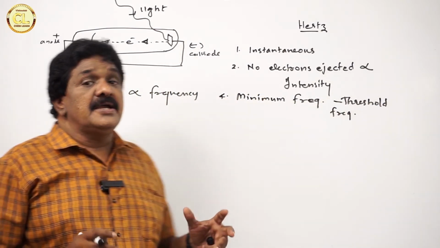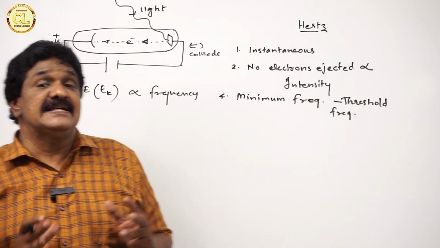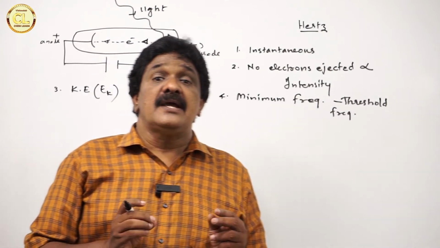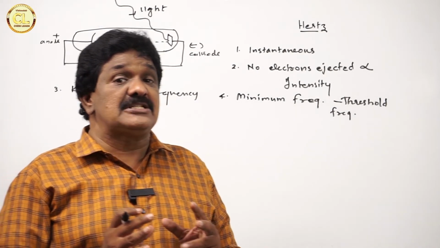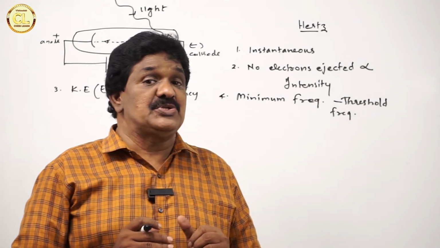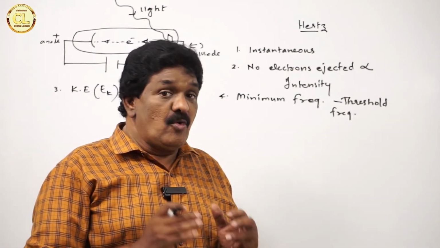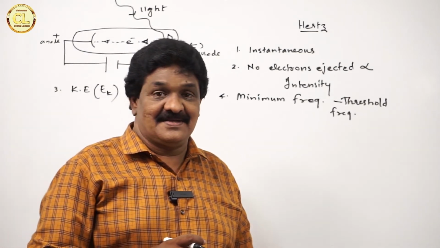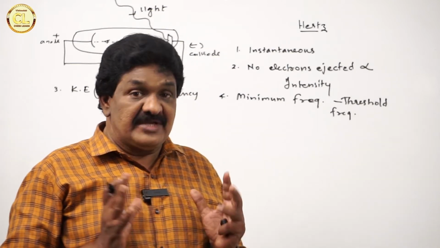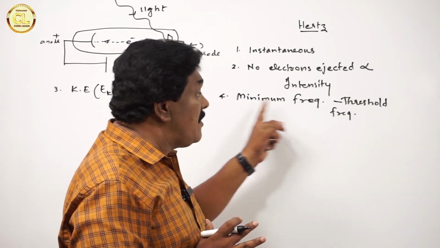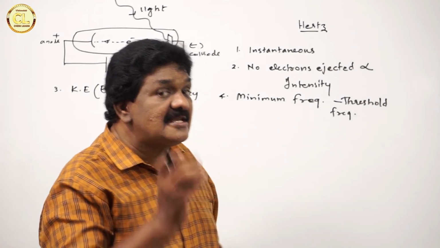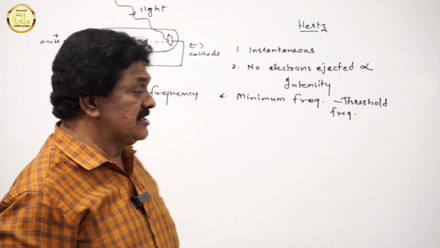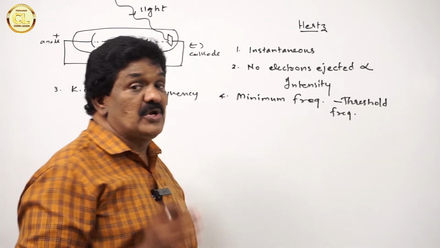That is, if the threshold frequency of a metal is 90, the radiation of 89.9 Hertz frequency cannot start the ejection of electrons, and only at 90 the electron ejection starts. That is why we say a minimum frequency is required to just start the ejection of electrons, and this minimum frequency is called threshold frequency. Every metal has a threshold frequency.